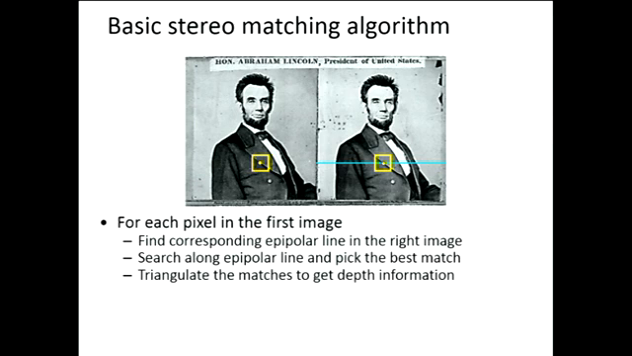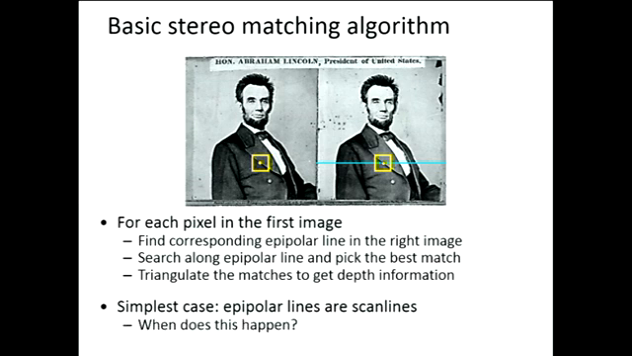If we find where those rays intersect, that gives us the depth. The simplest case is that the epipolar lines are scan lines. I guess I've already said this, as this will happen whenever the planes are parallel to each other. Actually, there are more constraints. So I will ask you: what are all the things that have to be true in order for the epipolar lines to be scan lines, which means that the corresponding point will be on the same row in the other image?